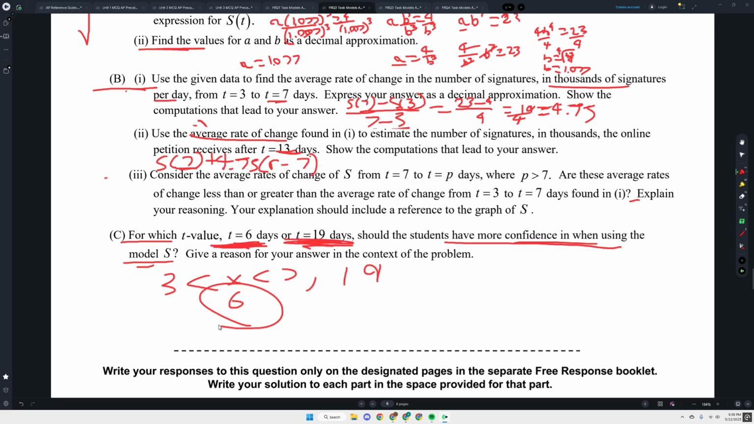And you could just yap about that. You don't have to use extrapolate. There's multiple words. Try multiple words for when using average rate of change. For C, there is no average rate of change. This is just asking about, are you more confident or less confident?